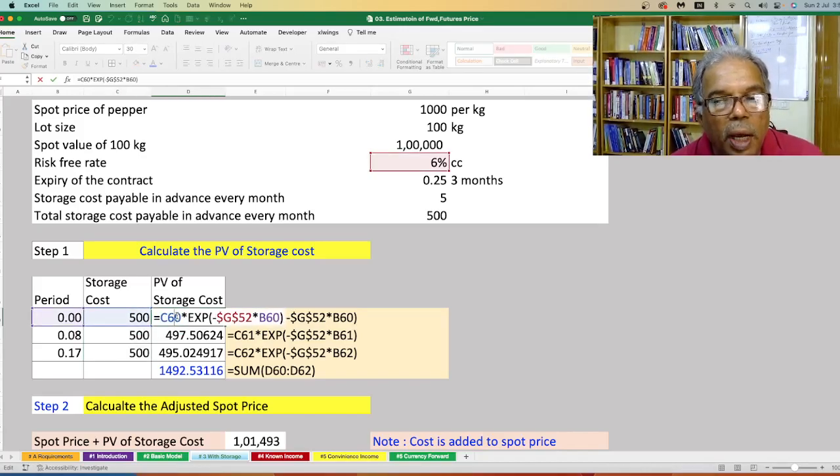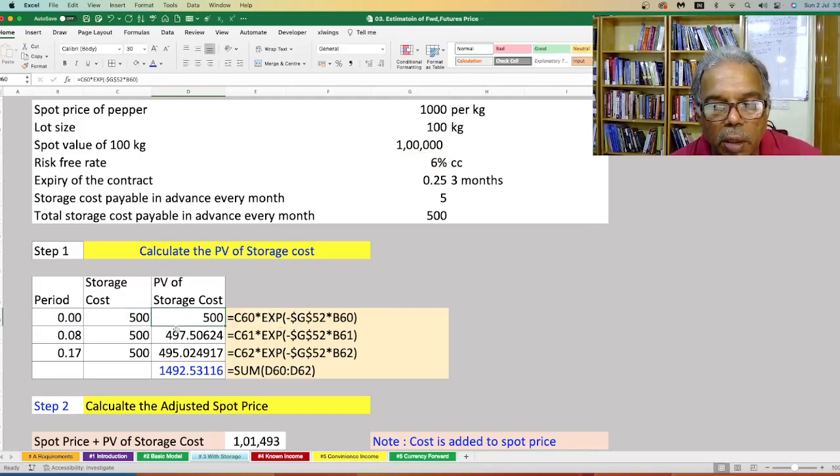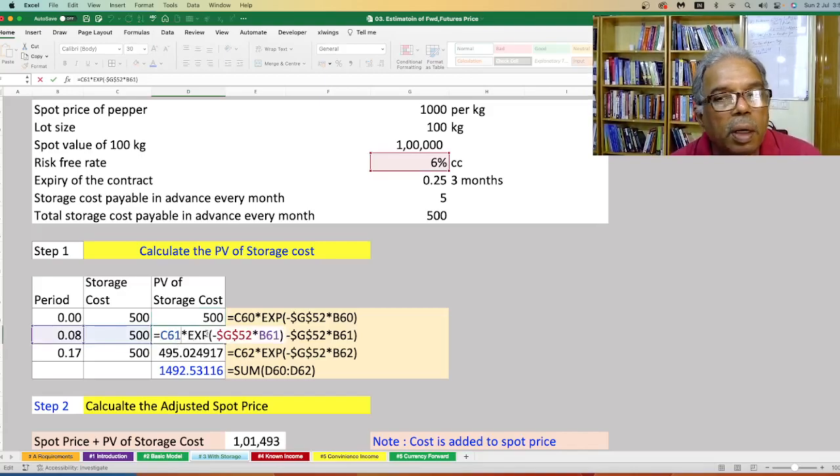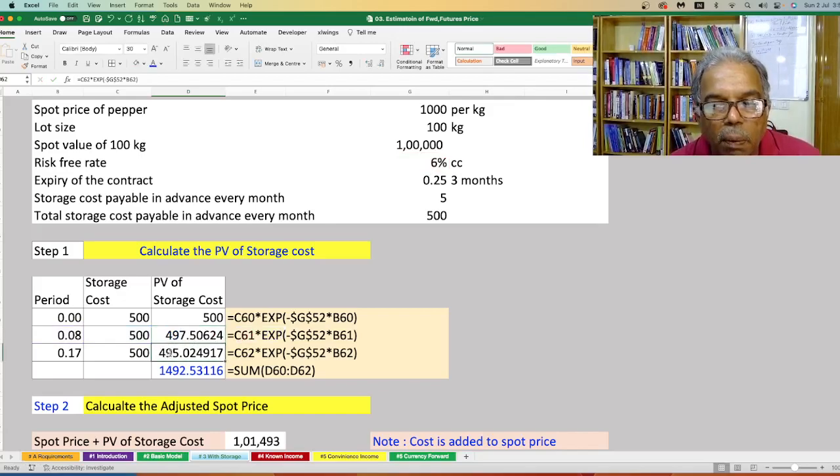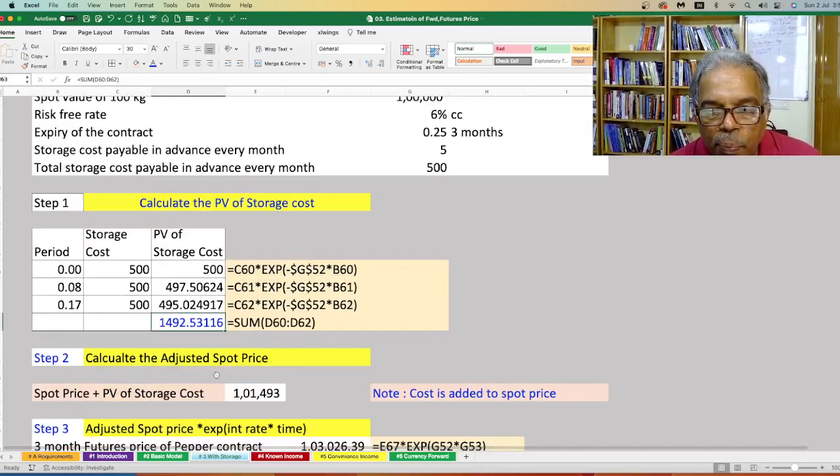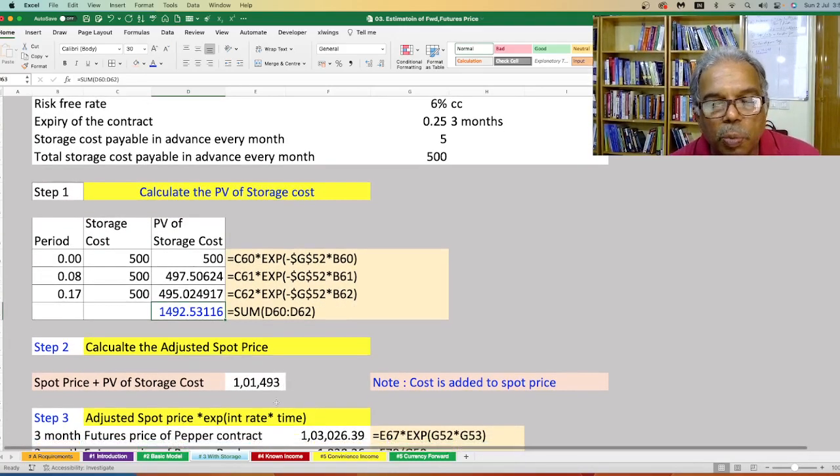For the first 500 rupees, it is paid at the beginning, so the discounting is 500. For the second one, 500 is discounted backwards by 1 month, that is 1 by 12. And for the third storage cost, it is discounted backwards by 2 months. So if you add all the storage costs, the present values of all the storage costs paid at 0, 1 and 2 months, we'll get 1492.53. Now, how do you calculate the adjusted spot price?